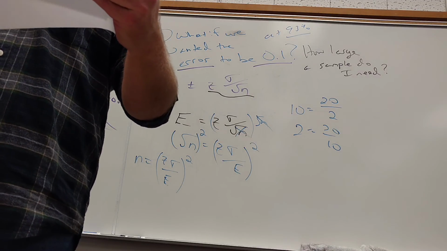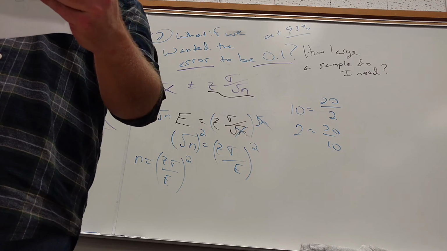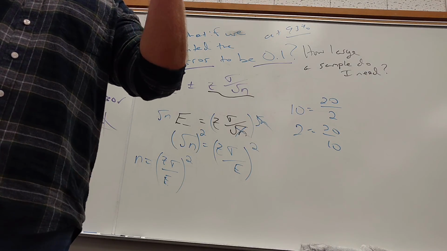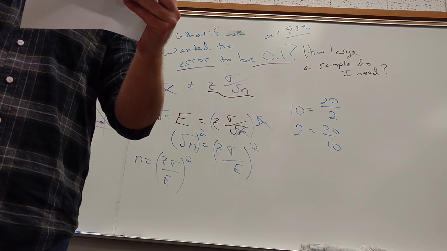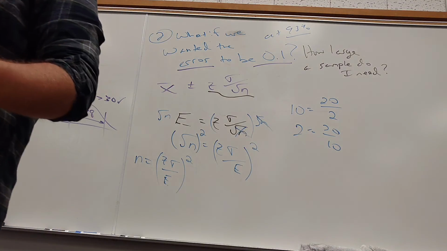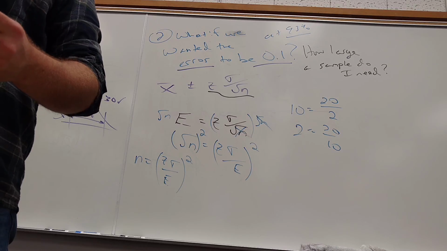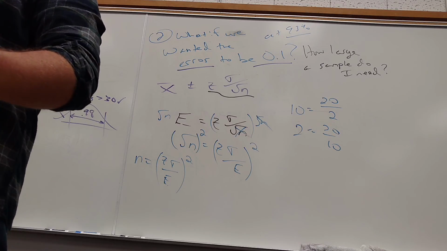So 0.01. I see 0.0104. I see 0.0102. That's better. But I see 0.0099. That's beautiful. That's only one away from what I want. Is everybody cool with that?